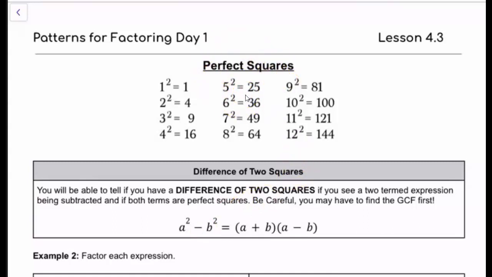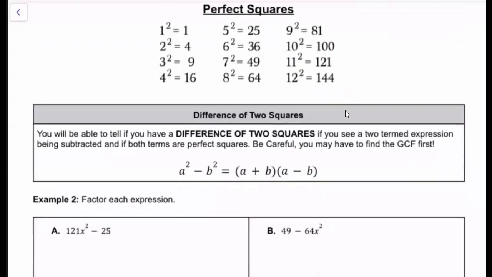Remember, perfect squares are numbers whose product comes from a number being multiplied by itself. So for example, 1 is a perfect square because it comes from 1 times 1. 4 is a perfect square because it comes from 2 times 2. 9 comes from 3 times 3. 16 comes from 4 times 4, and so on and so forth. So these are all our perfect squares up to 12. We have more than 12, 13 squared is 169, and you can keep going, but this should be about all you need for your practice.